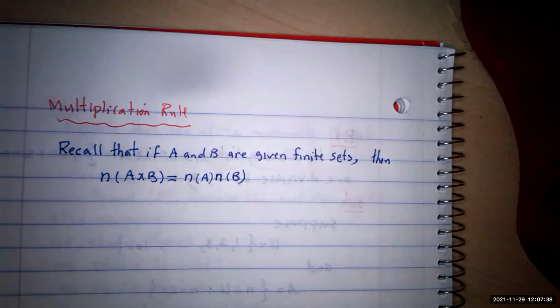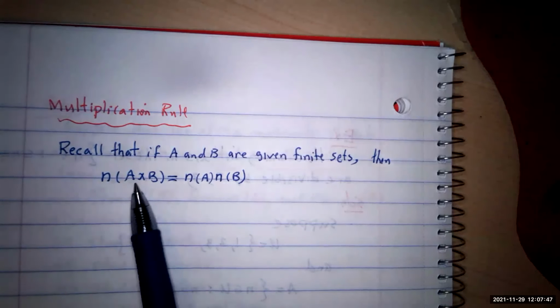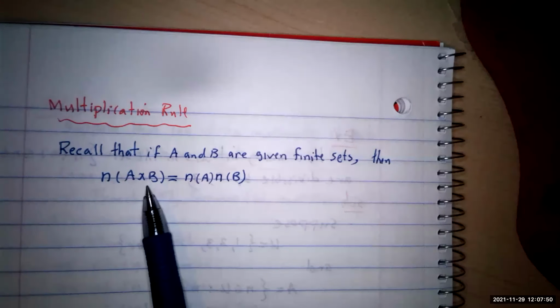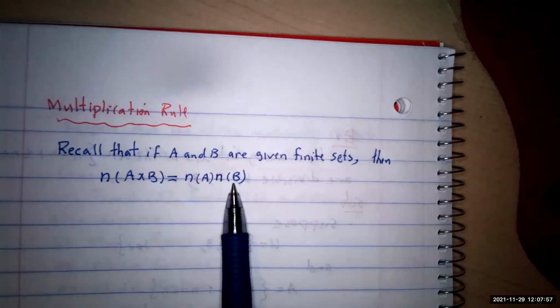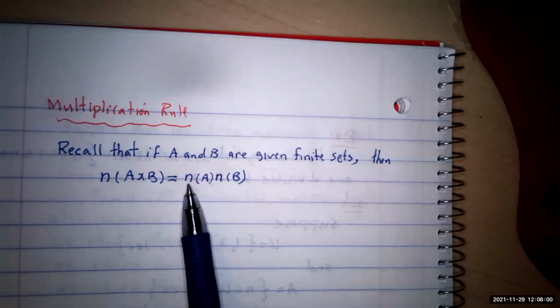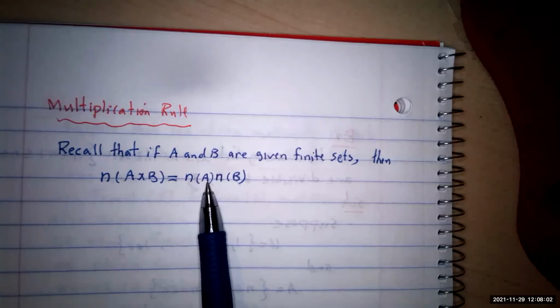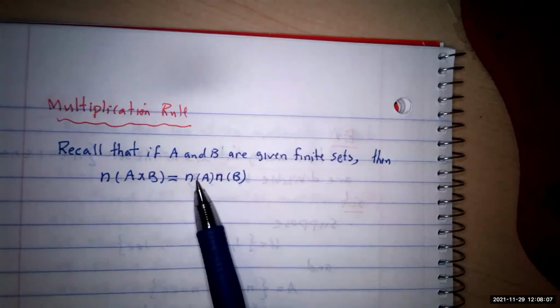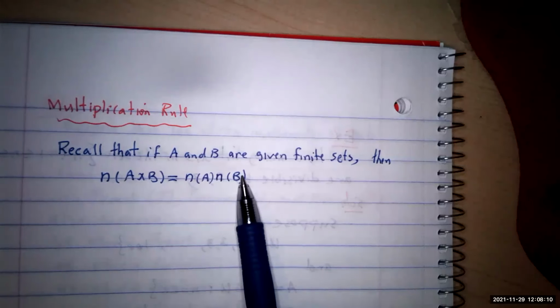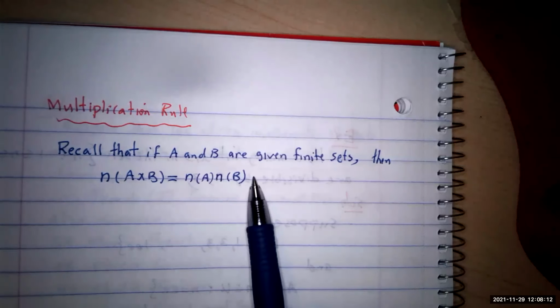Now, how are we going to use it for this type of procedure? You see, this simply tells you that if you want to make an ordered pair, you need one member from A and one member from B. So how many members do you have in A, N of A? And how many members do you have in B? It's going to be N of B. So this means you pick one element in A, and then you pick one element in B.